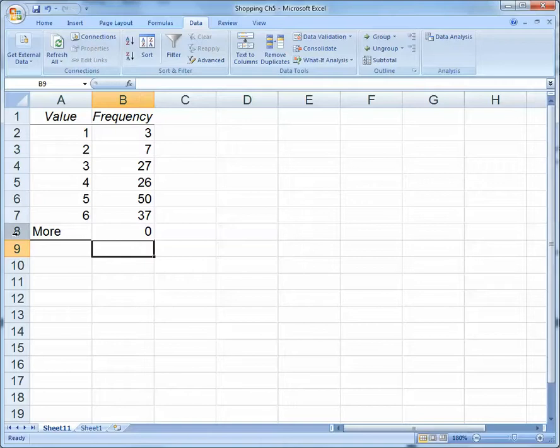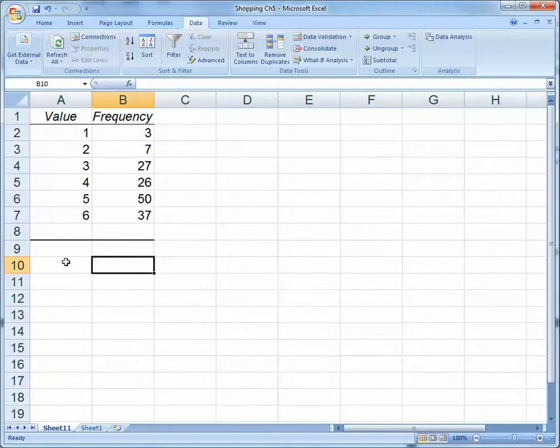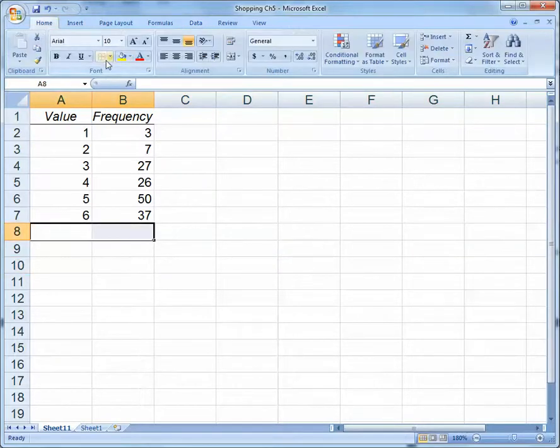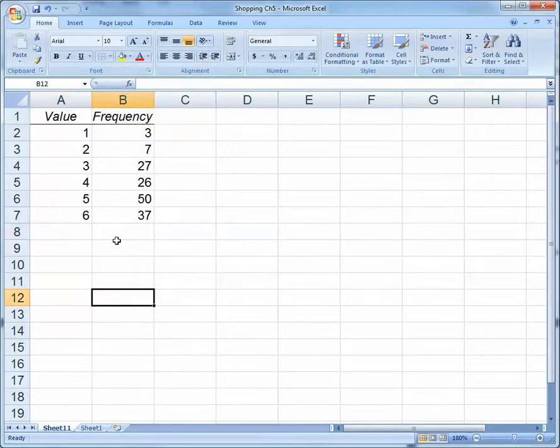Okay, we've got this annoying more category that, I don't know, we've never had anything in more. I guess it depends on what your data set looks like, so I'm just going to delete that. These underlines bug me, but I know that on the Home tab, it's the Borders button. And yeah, we can simply select No Borders to get rid of those little underlined things.